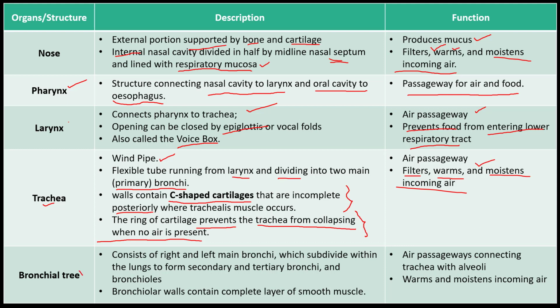Now we come to the next structure, that is the division that occurs after the primary bronchi. Now it consists of left and right main bronchi which subdivide within the lungs to form the secondary, tertiary and then the bronchioles. Now the bronchiolar walls contain a complete layer of smooth muscles. What is the function? The air passageway connecting the trachea with the alveoli, and it warms and moistens the incoming air.